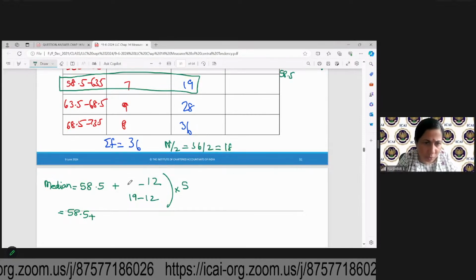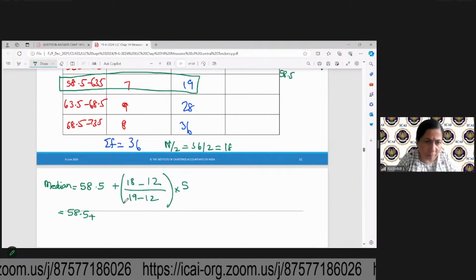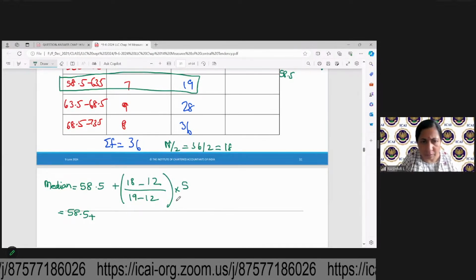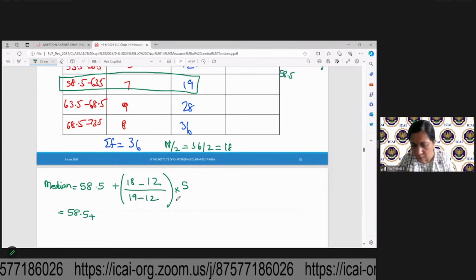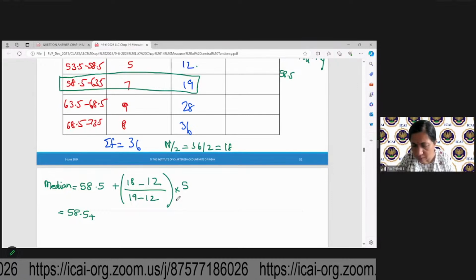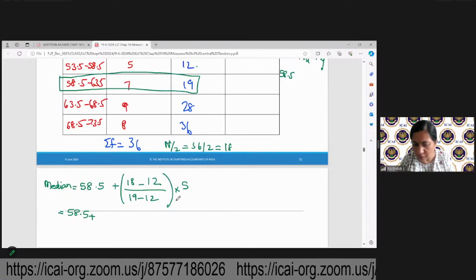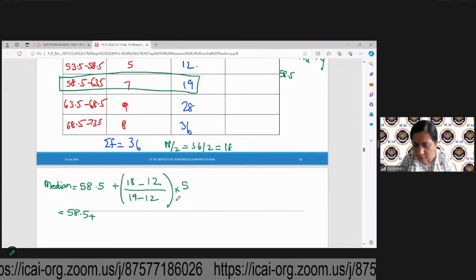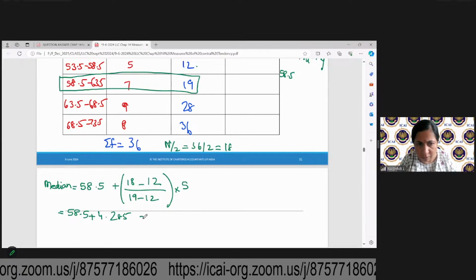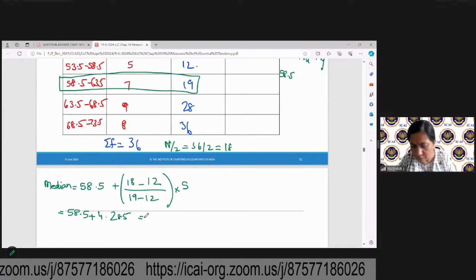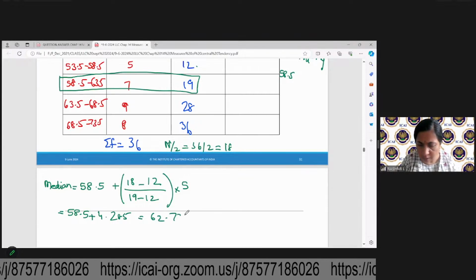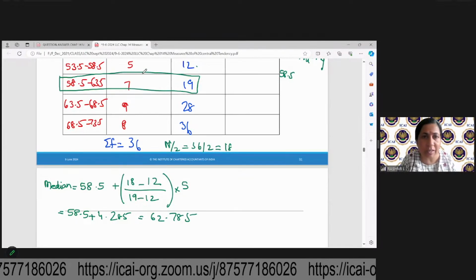So 18 minus 12 upon 19 minus 12 into 5. So 18 minus 12 is 6, divided by 7 is 0.85 into 5, 4.2, 4.285 plus 58.5, which is equal to 62.785. Okay, my bad. This is 18, not 36.